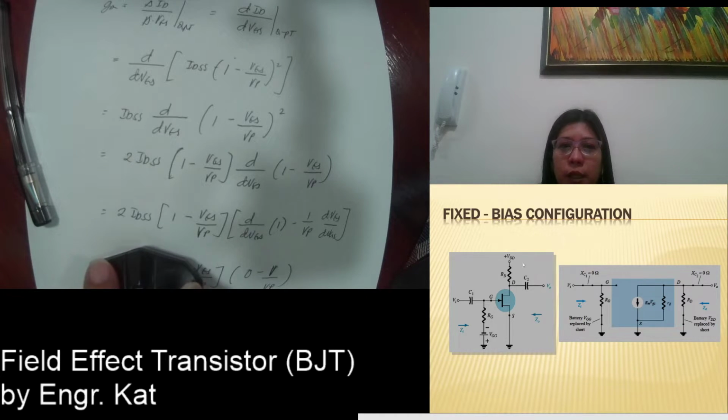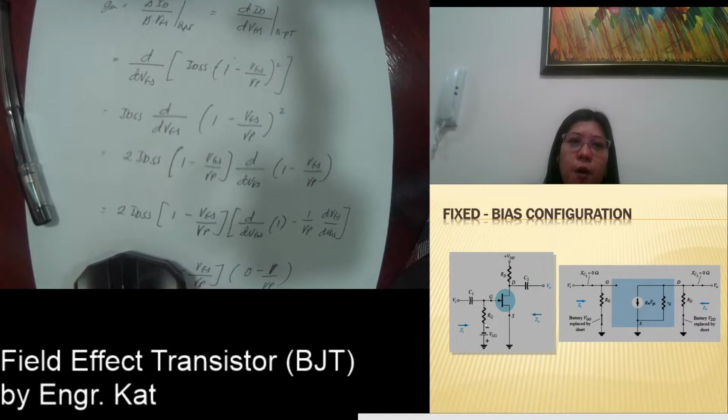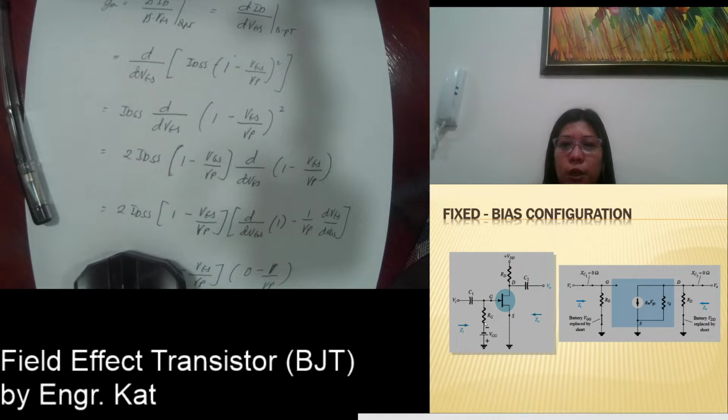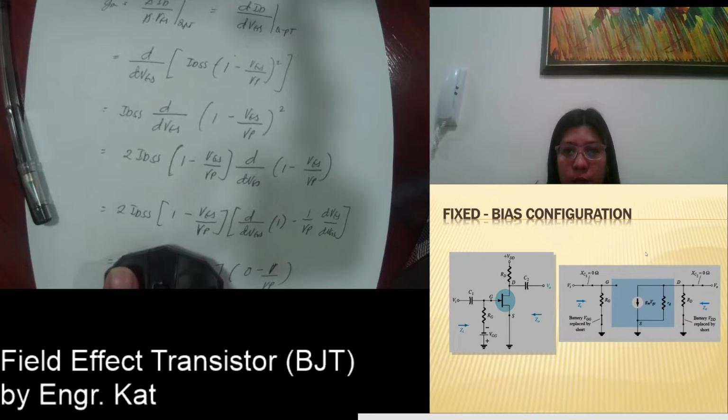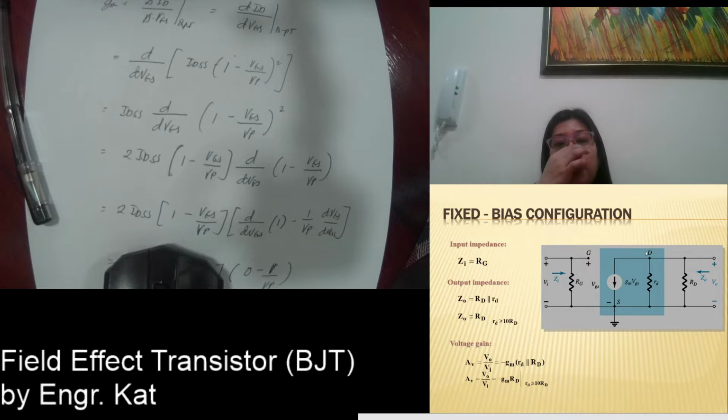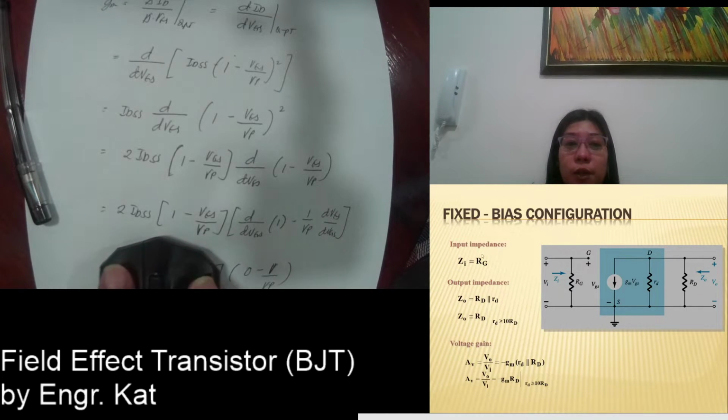Your RG and your RD came from your fixed bias configuration. All your batteries, your VGG and your VDD, were replaced by a short circuit, and all of your capacitors, your C1 and C2, were likewise replaced by a short circuit. Very simple. So your input impedance now is just equivalent to your RG because this is an open circuit. The only thing that we can see at the input is your RG. So you have your answer right away.